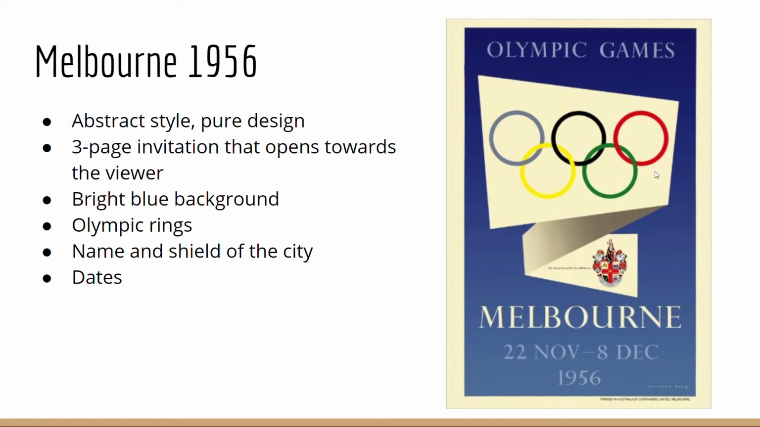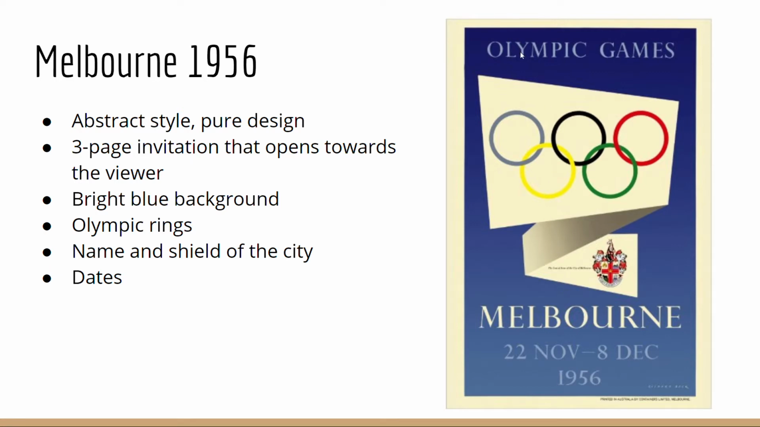It's this shape, which is supposed to be a three-folded invitation that is inviting the athletes to come to Melbourne to participate. But we don't see any person or thing here. It's just pure design. It's abstract shapes. These are shapes that you've learned in school. Some of you know the names of these shapes, and it's in 3D coming towards us.